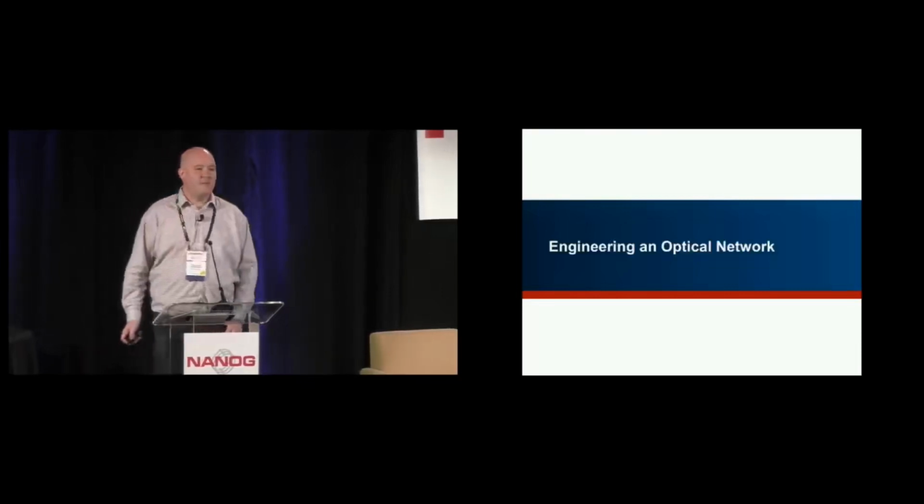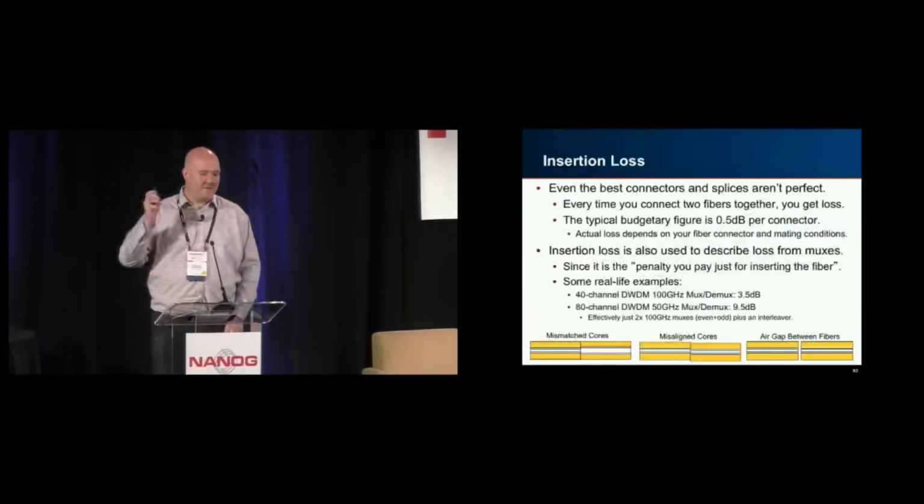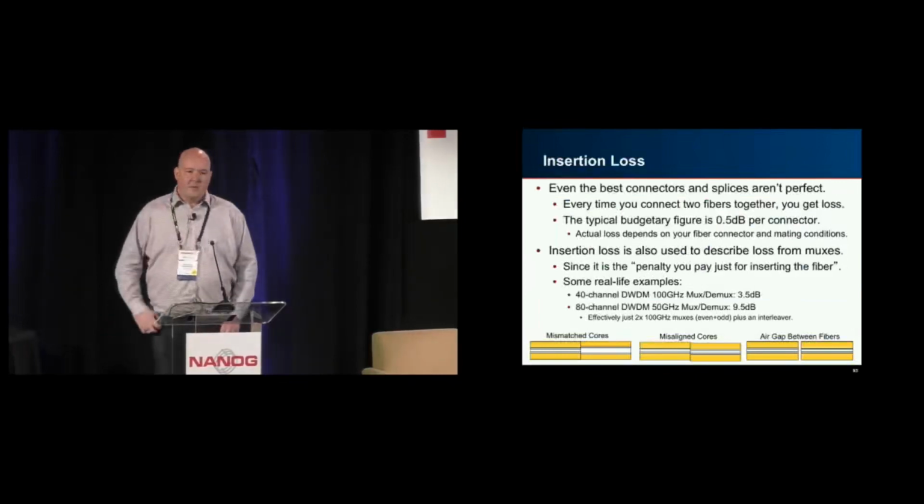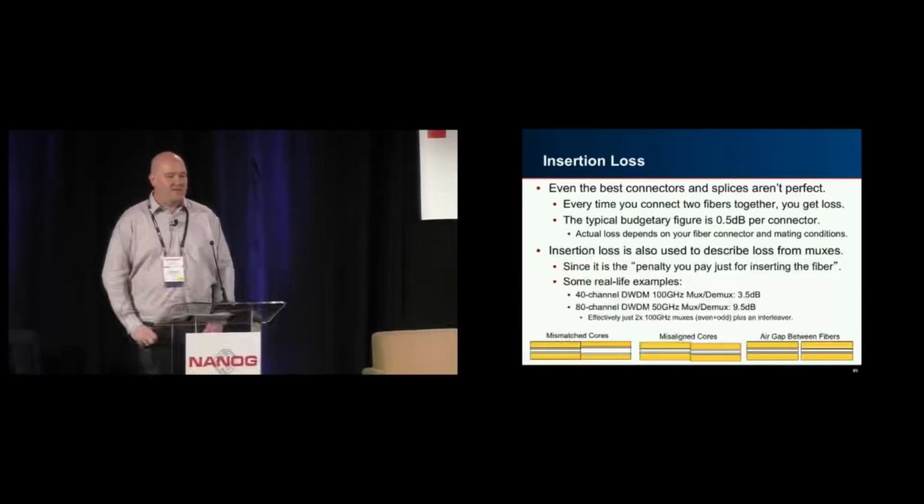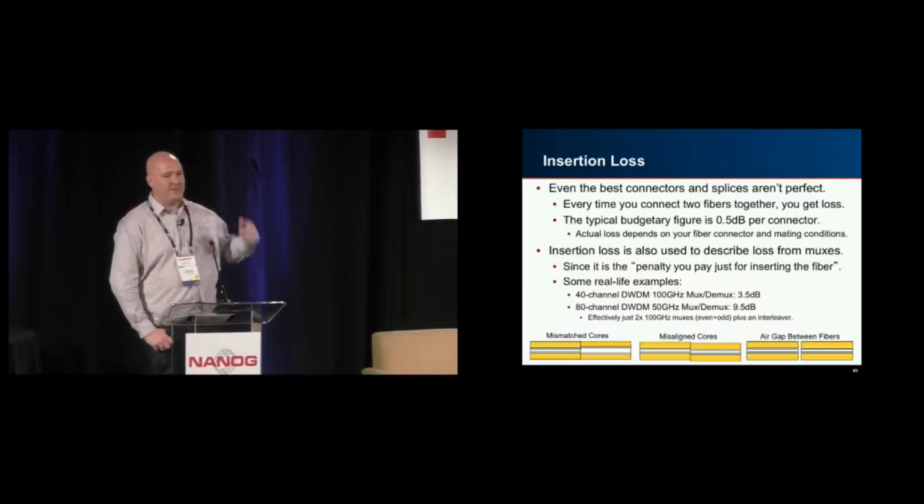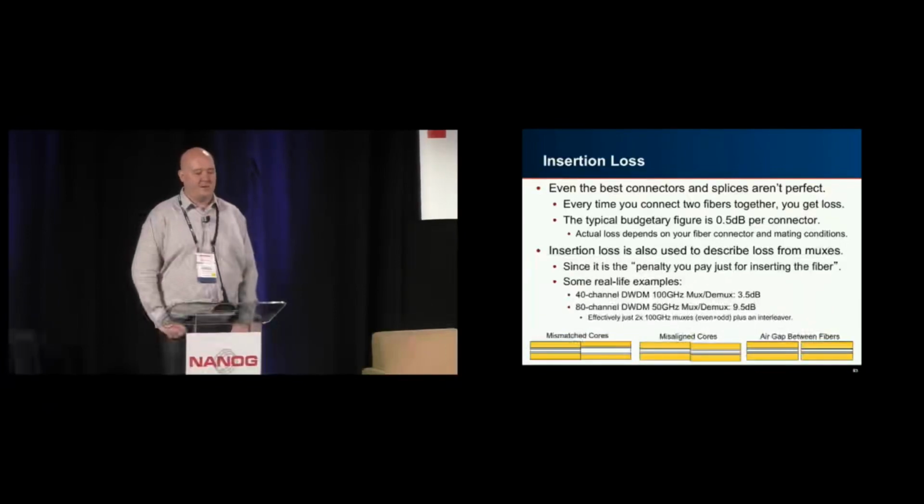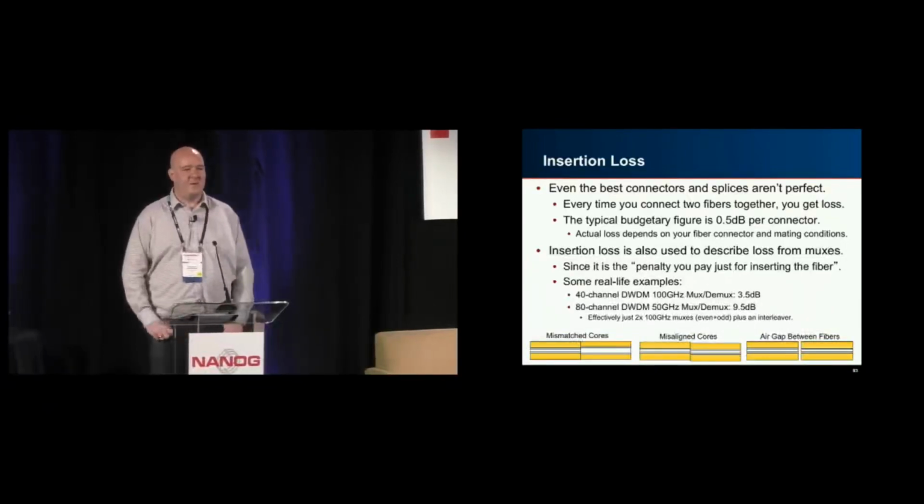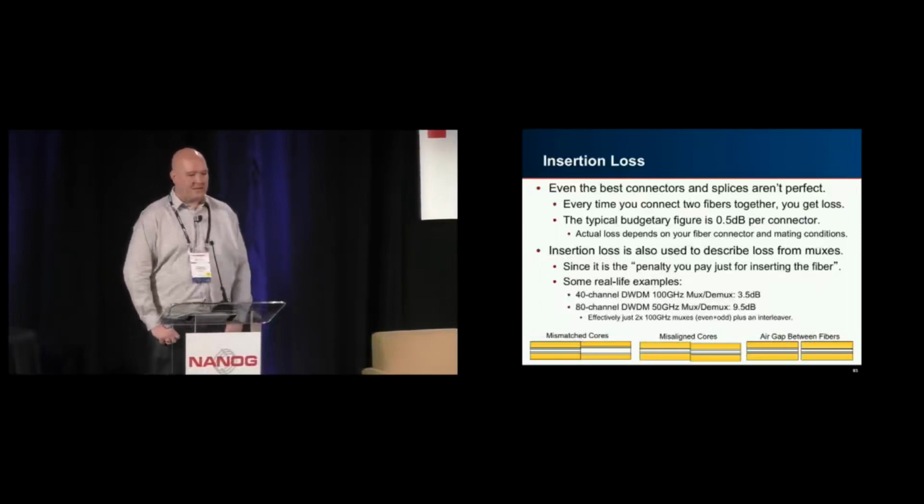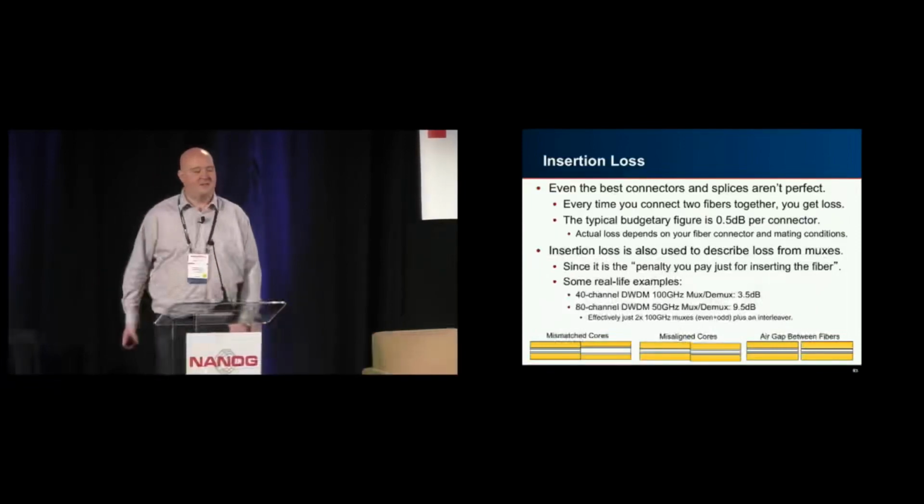So a little bit about how you actually engineer your optical network. When you go out and connect fibers, even the best connectors and splices aren't perfect. Every time you take two fibers and put them together, you're going to get some kind of loss. The typical budgetary figure is 0.5 dB per connector, and it might be less than that, it might be worse than that. It depends on the quality of the connector and how well it's cleaned in a particular data center.